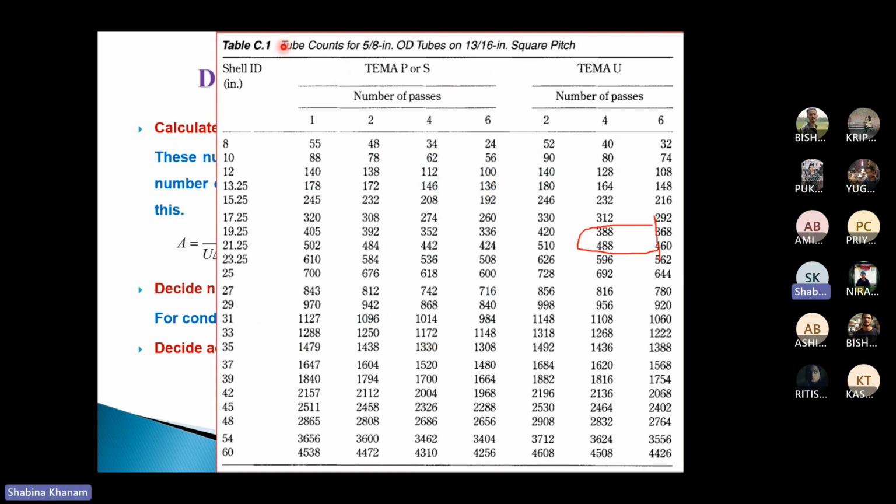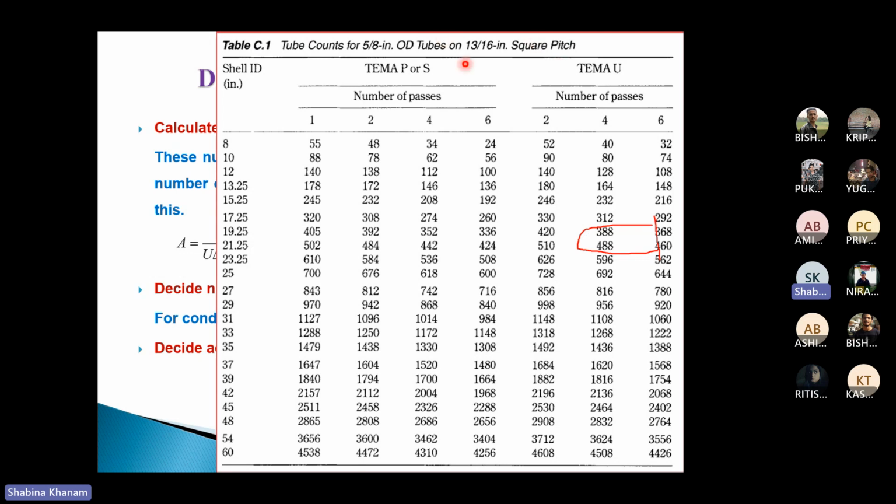Using this table, this is I think table C1 to C7. The complete range is given, which I will share with you, and that is available in the appendix of Kern's book, R.W. Sinnott's book, right? So in this we have tube count for this inch OD of the tube and 13/16 inch square pitch. So pitch will be different.